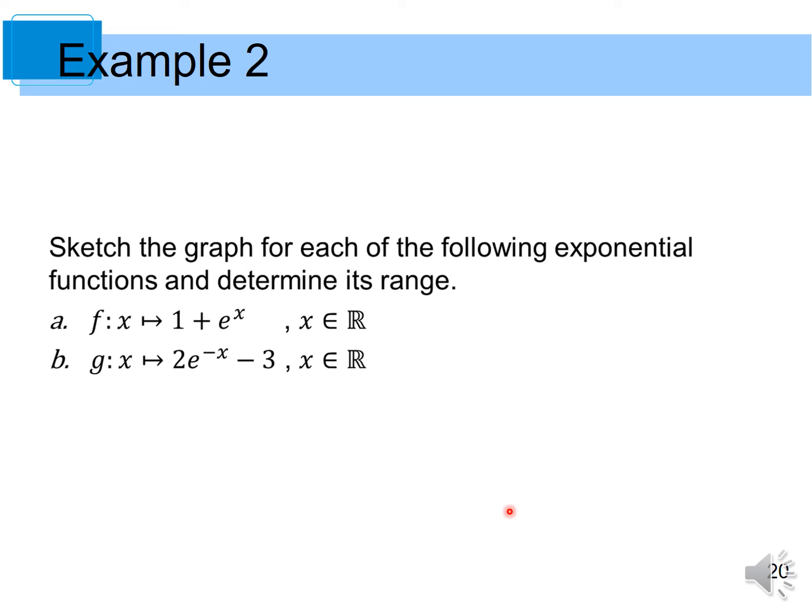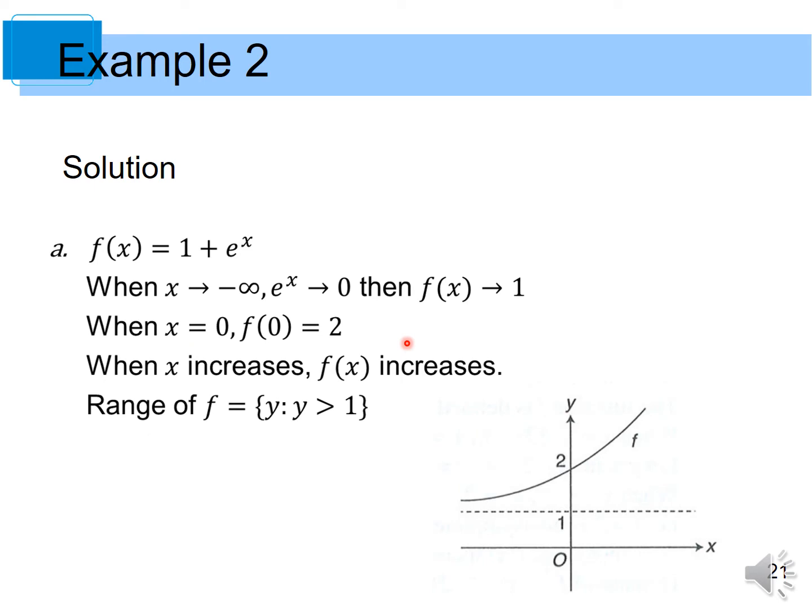Sketch the graph for each of the following exponential functions and determine its range. For the first function, 1 plus e to the x, when x tends to negative infinity, e to the x tends to 0. Then f(x) tends to 1. y equal to 1 is an asymptote line. I will show you the working.